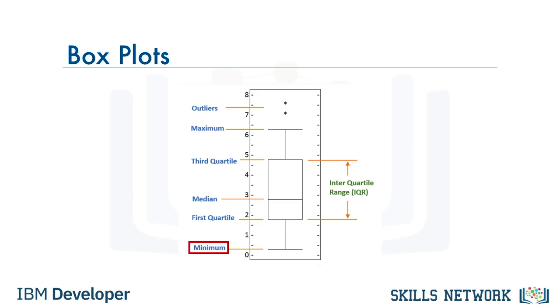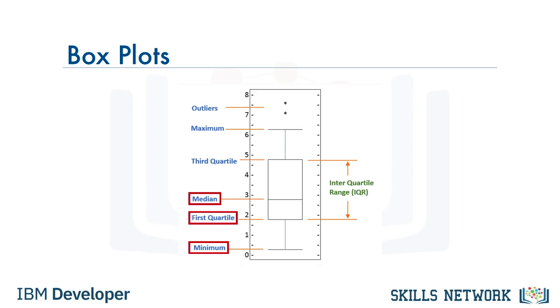The first dimension is minimum, which is the smallest number in the sorted data. Its value can be obtained by subtracting 1.5 times the IQR, where IQR is interquartile range, from the first quartile. The second dimension is first quartile, which is 25% of the way through the sorted data. In other words, a quarter of the data points are less than this value.